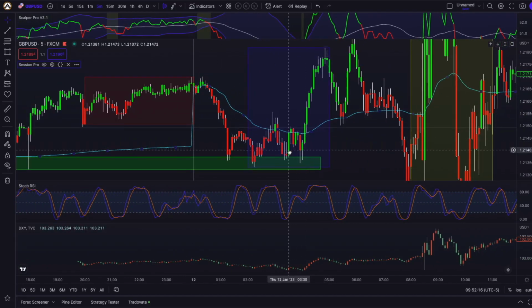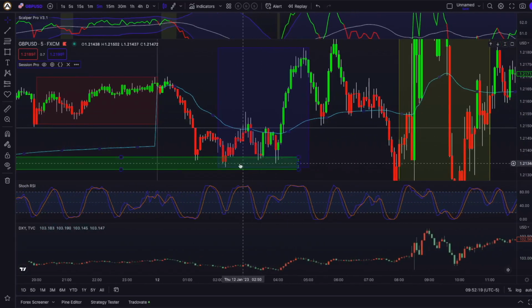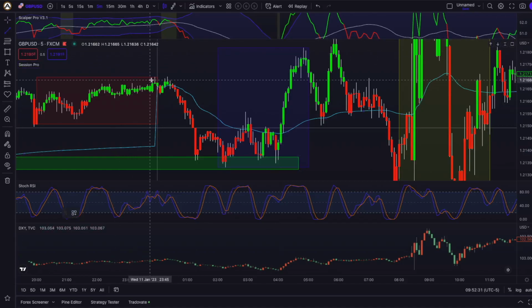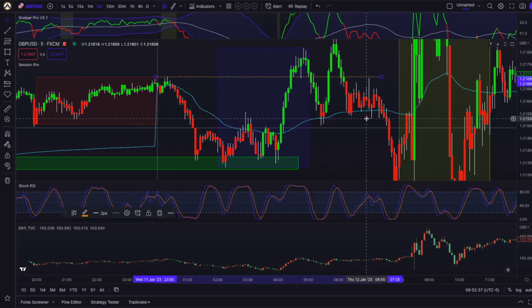All right, let's continue. So we see every time we came into this area, into the support area, we rejected bullish, bullish, bullish, and we wicked inside of it one more time, and then we took out the target of our Asian highs right here.